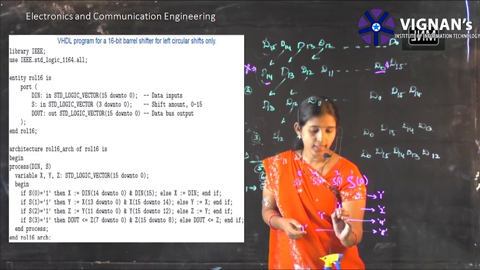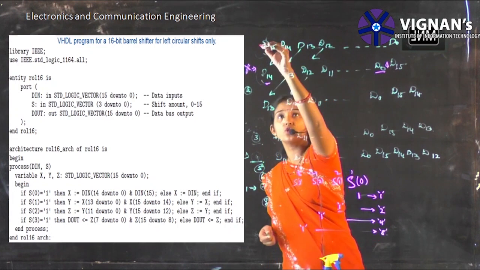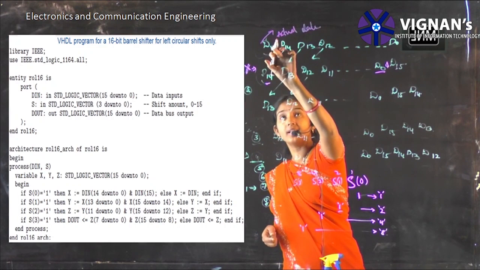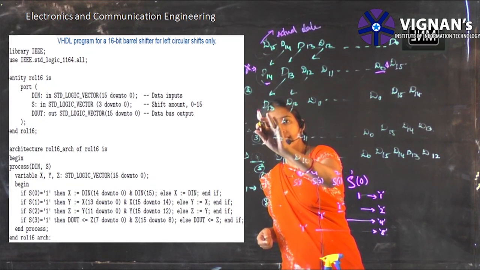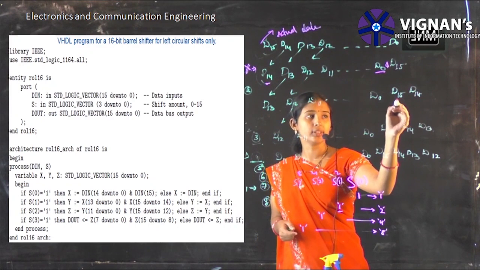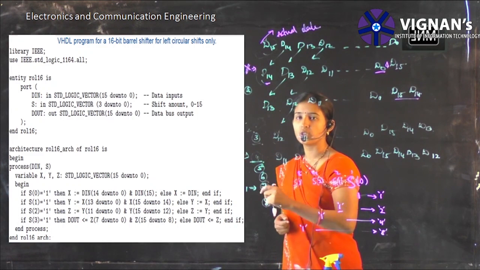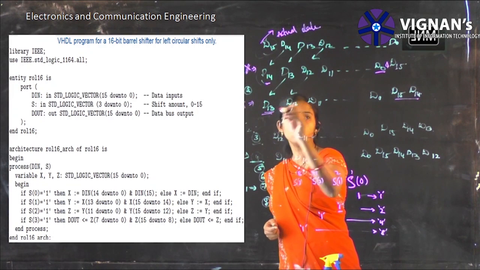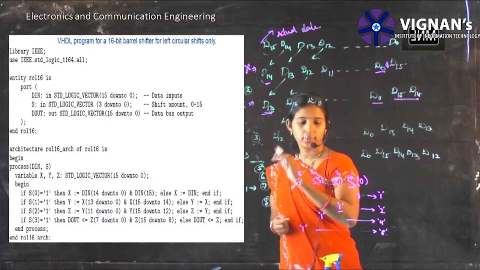Next, if S1 is equivalent to 1, that means it undergoes 2 shifts. This is your actual data, and this data will undergo 2 shifts. One shift has already happened, and again one more shift, that means D3 should come here, D12 should come here, everything. Again D4 should come and join with D15. So that is what they had here. In the second line of the code, X output will be D13 to D0 in concatenation with D15 and D14. Okay, it is completed.